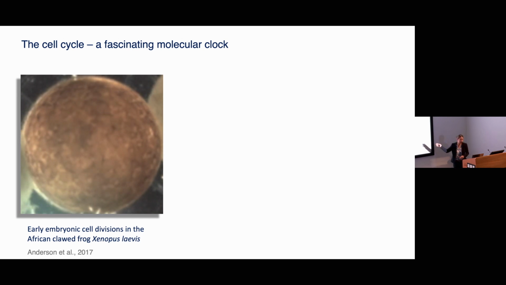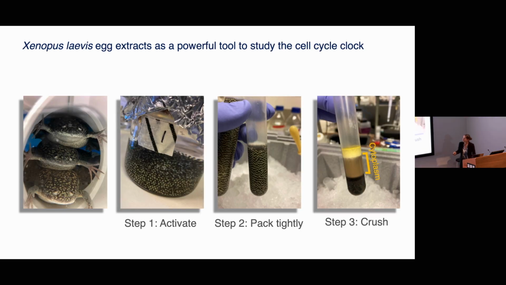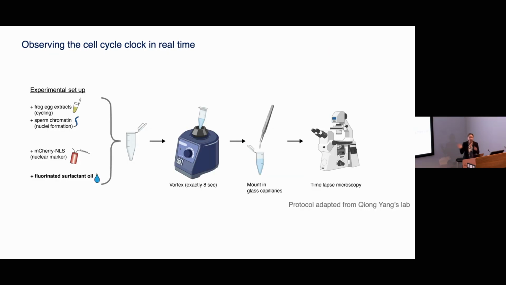However, even more fascinating than watching this movie is the fact that we can take the eggs from the female frogs and chemically activate them, and then we can pack them very tightly into a test tube, and then we can get these cytoplasmic fractions which still retain the full capacity of biochemical oscillations and the cell cycle clock. And Alessandro already did a really nice job of introducing this earlier. And you don't have to take my word for this.